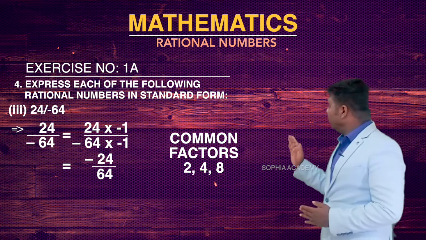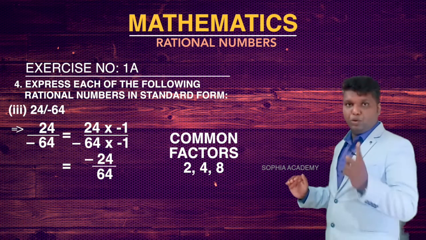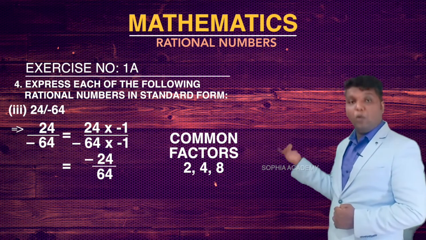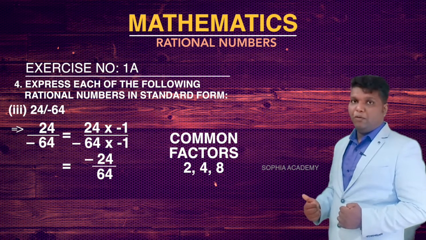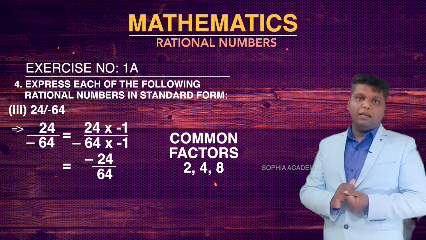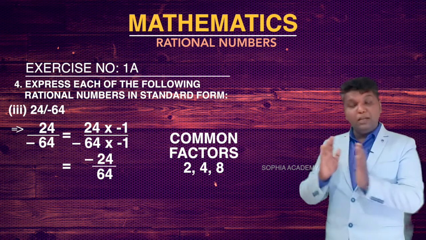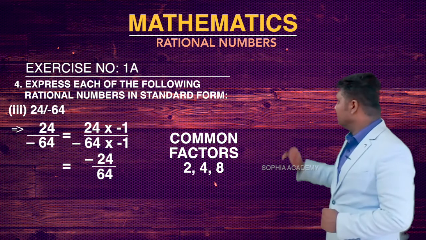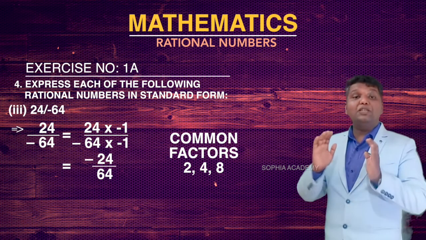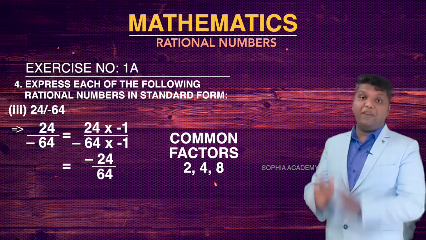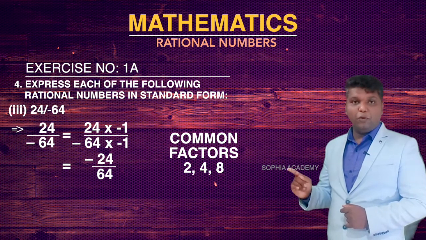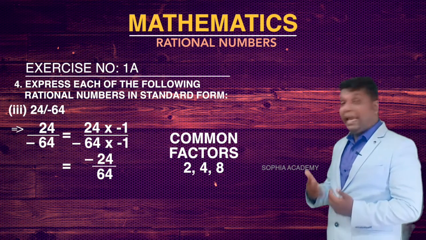Actually here you can divide the numerator and denominator by 2 because it's divisible by 2. You can also divide by 4 because it's also divisible by 4. What is the standard method? You have to make it into the simplest form. The easiest method is this: check the numerator and the denominator. Which is the highest common factor of these two numbers? What about 24 and 64? Just by analyzing, you can understand 8 is the common factor.